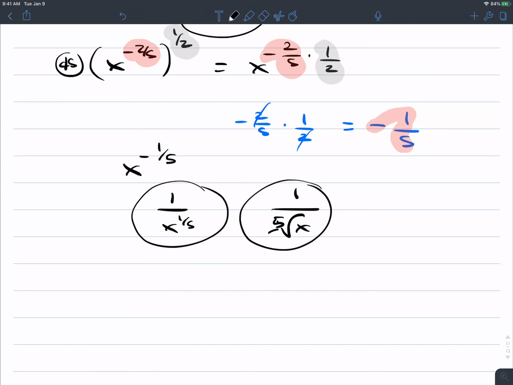You know, and then make sure this is a nice kind of index here. You guys can see that. Okay.